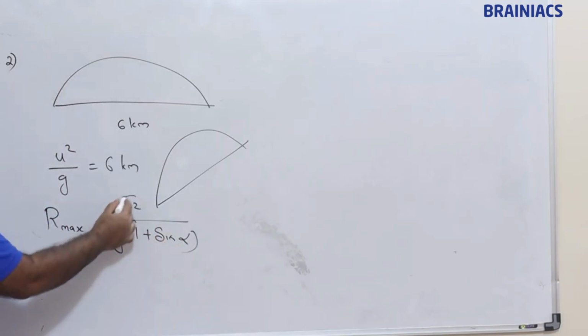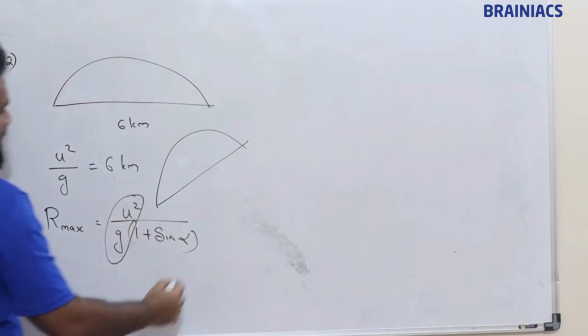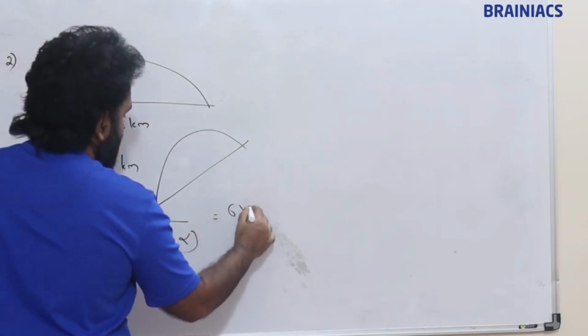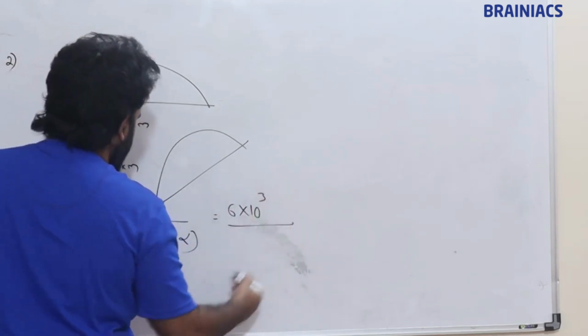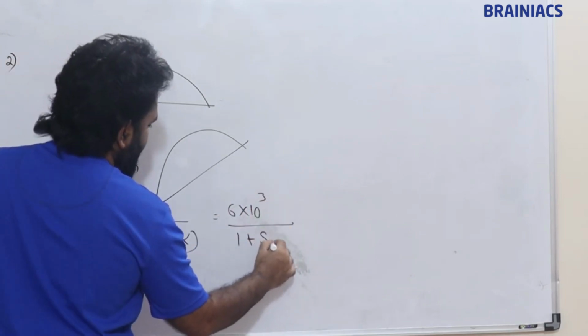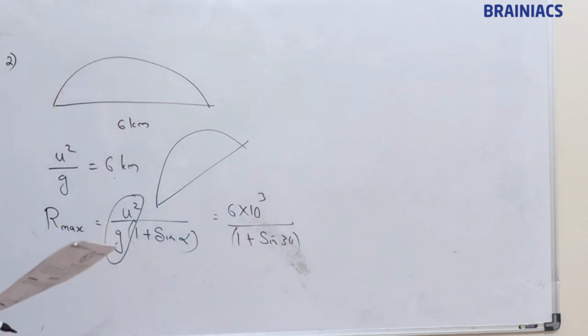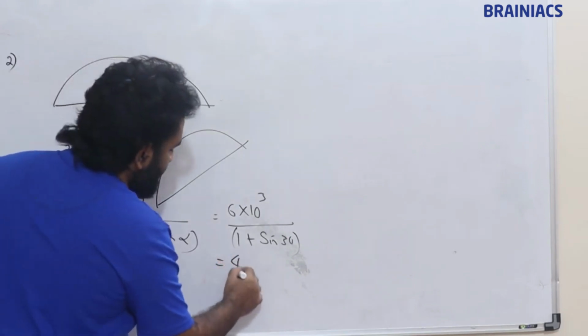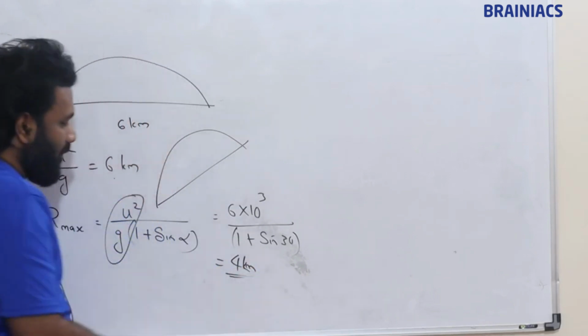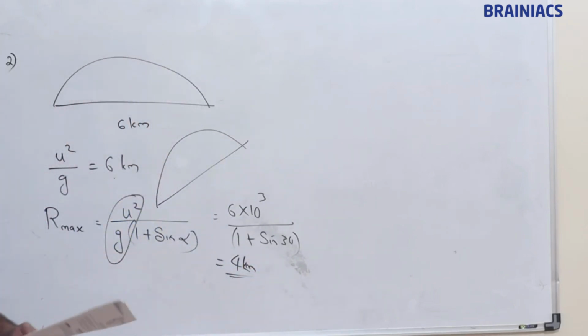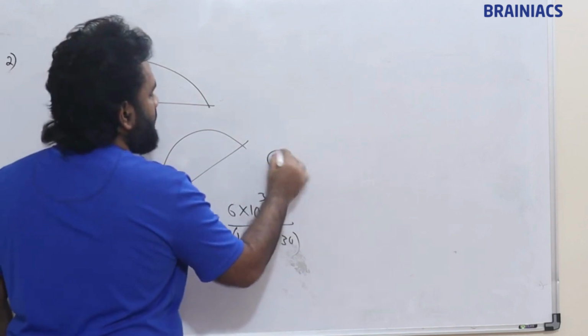Now u square by g, we know this is 6 kilometers, so 6 into 10 raised to 3 divided by 1 plus sine 30. Sine 30 is 1 by 2. So if we solve this, we will be getting 4 kilometers. So option C.